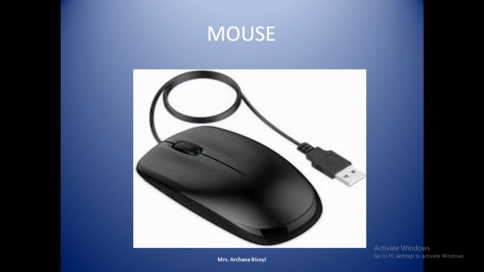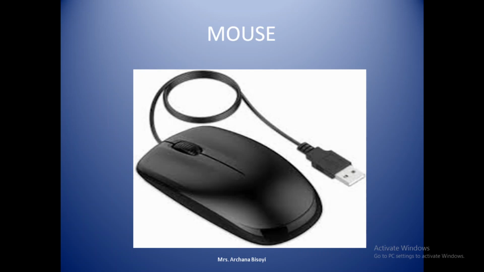Next is your mouse. This is the picture of a mouse. It is also called a pointing device. Now, why do we call it a pointing device? Because we use the mouse to point at different things on a computer. It has two buttons, one is the left button and another is the right button, and a wheel in the center.